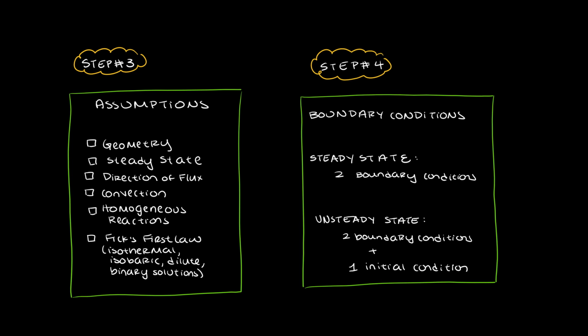Fourth, write your boundary conditions. You need 2 boundary conditions for a problem at steady state. You need 2 boundary conditions plus an initial condition if you are dealing with unsteady state.